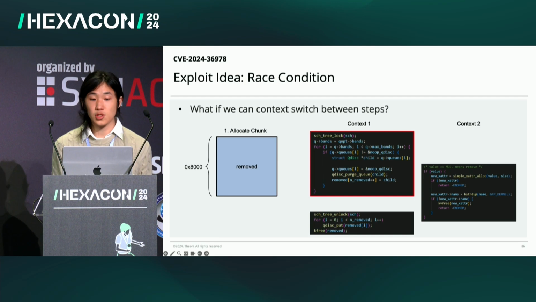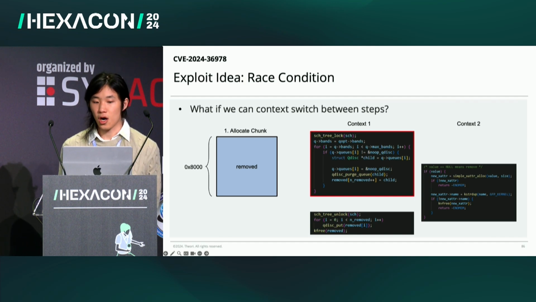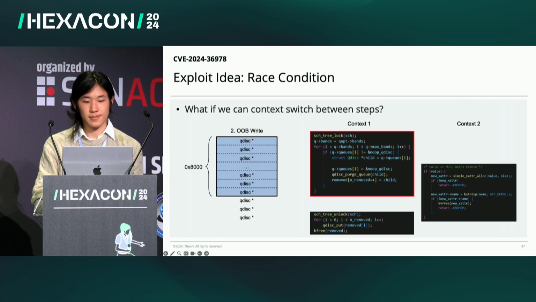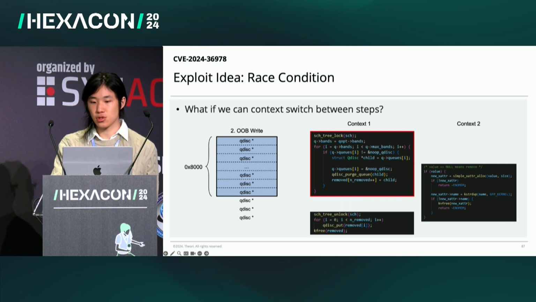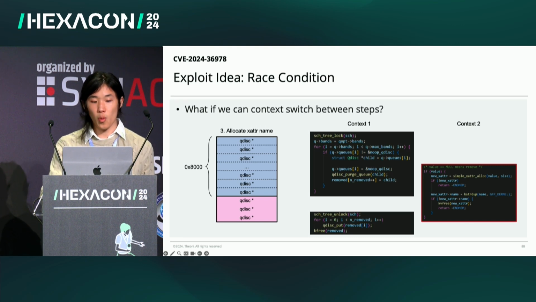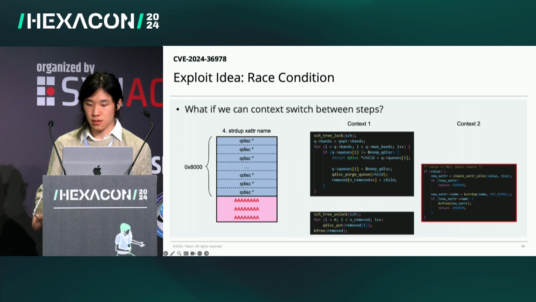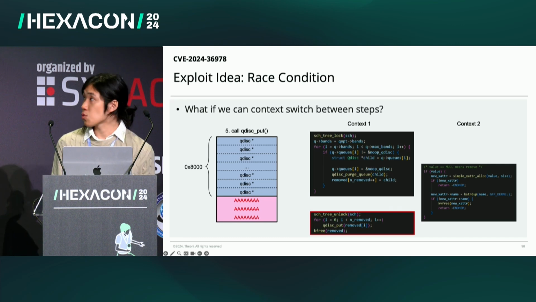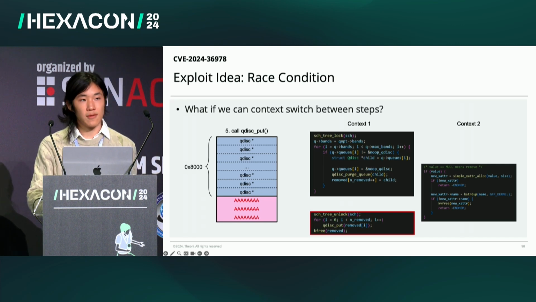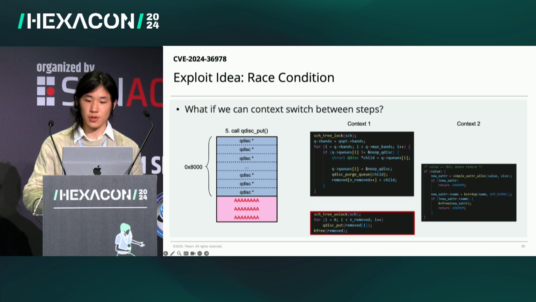Then what if we can context switch between those steps? First, allocate a chunk, which is named removed. After that, the OOB write is executed, and then context switch to 2. By using some allocation with kstrdup, we can overwrite the Qdisc pointer with some value. Then we can override the Qdisc pointer as A, what you overwrite. After that, come back to context 1 and call qdisc_put. The qdisc_put accesses the AAA, which was the overwrite. So we can set an arbitrary pointer to qdisc_put.